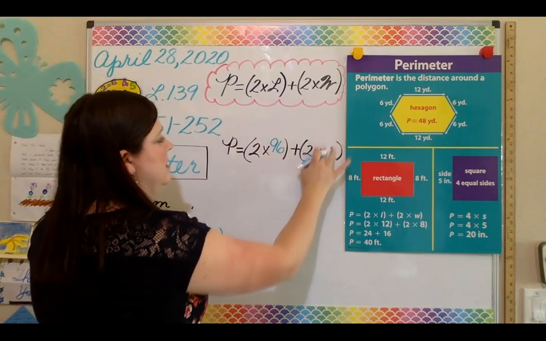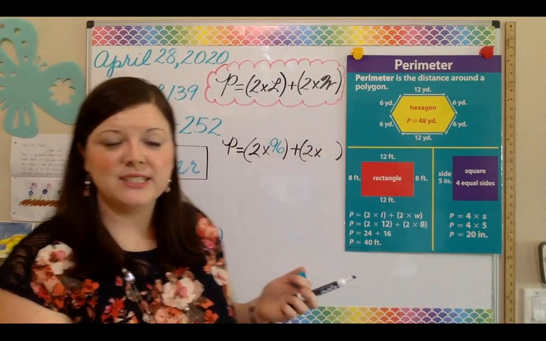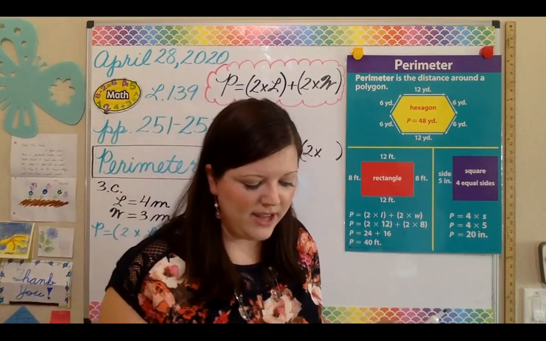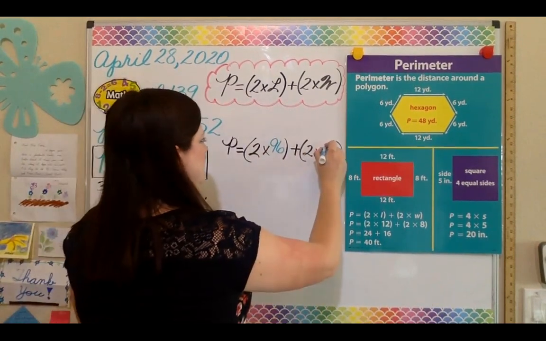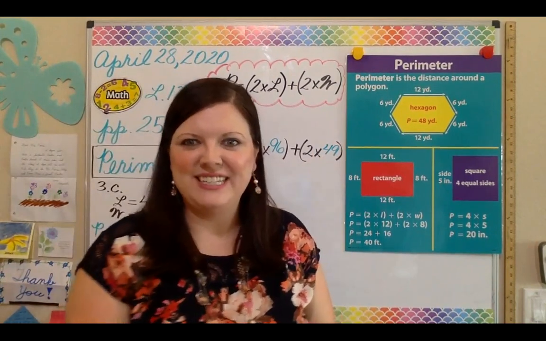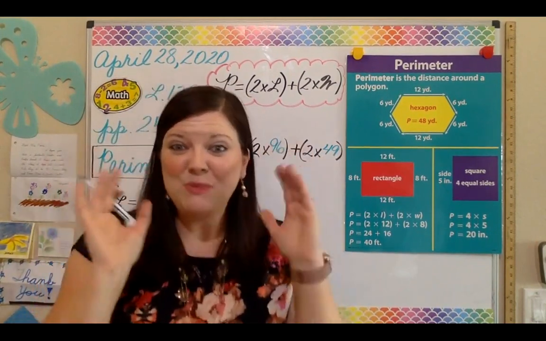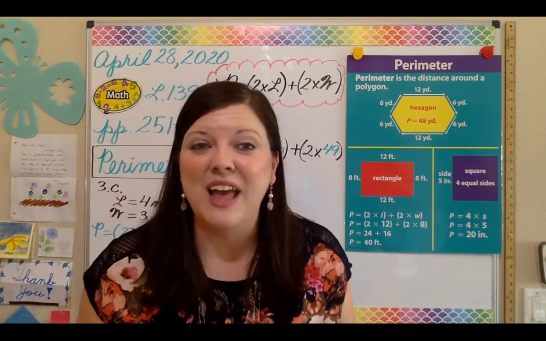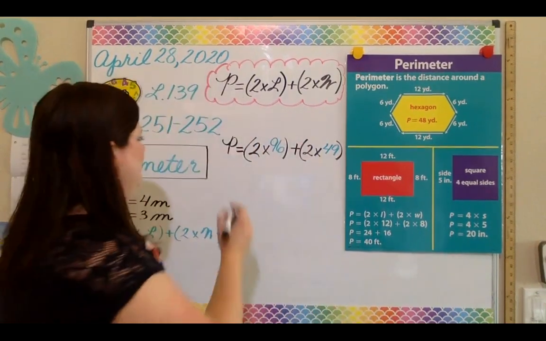Erase and replace. What was our width? Our width was 49. Now, do you remember what those parentheses mean? Those parentheses mean, do me first, do me first, do me first. So that's exactly what we're going to do.